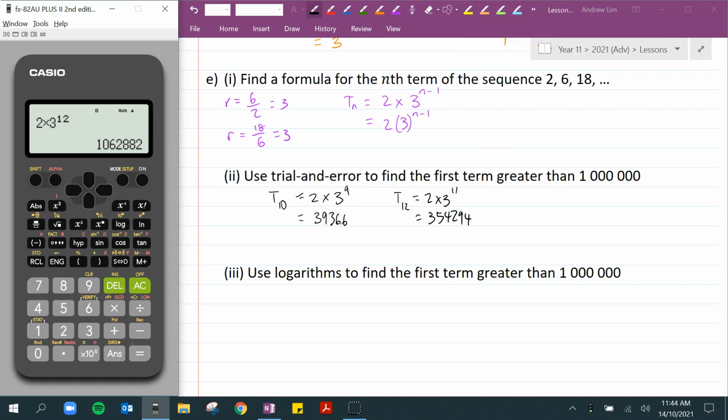Alright, let's try this one. Yes, this is the 13th term. The 13th term is 2 times 3 to the power of 12. Remember, n minus 1. That gives us 1,062,882. So we can see here that the first term that's greater than 1 million is this, because the 12th term is not over a million yet, but the 13th term is.